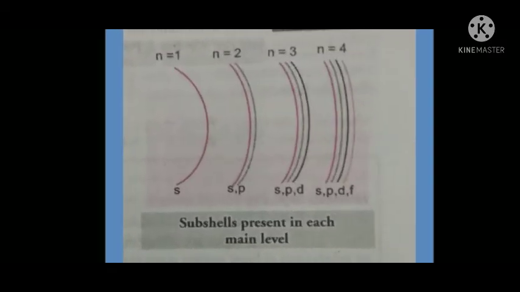This figure shows the representation of different subshells present in each energy level or each main shell. Here n is equal to 1 means it contains only one subshell, that is S subshell, that can be represented as 1s. Then the second energy level, n is equal to 2, contains two subshells, S subshell and P subshell. Then in the third energy level, three subshells are there, SPD. In the fourth energy level, four subshells are there, that is SPDF. So this is a representation of different subshells present in each energy level.